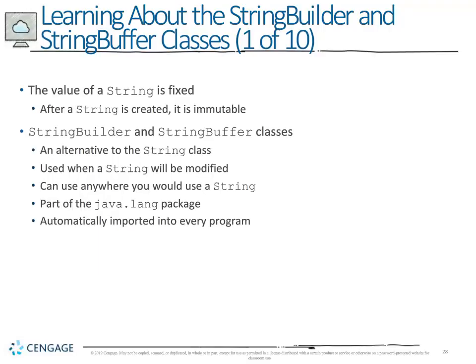Java provides three classes to represent a sequence of characters. We have String, StringBuffer, and StringBuilder. The String class is an immutable class, whereas StringBuffer and StringBuilder classes are mutable. What does immutable mean? That means unchangeable.